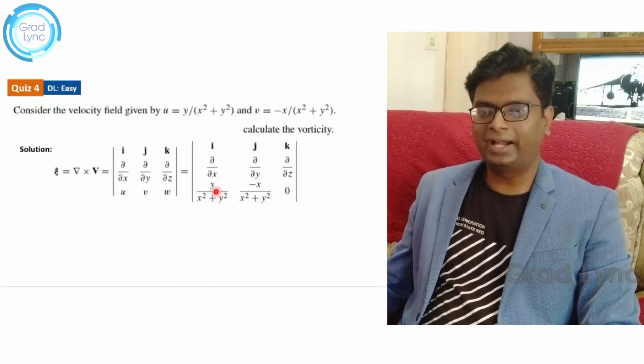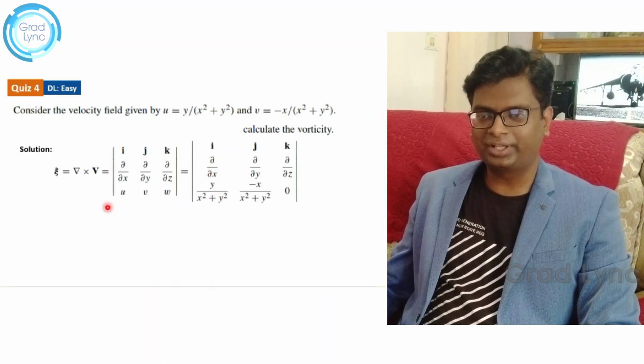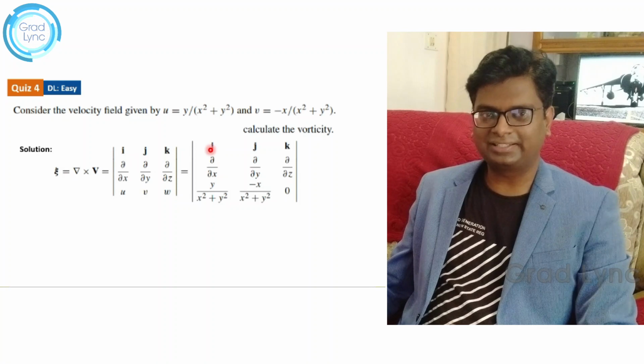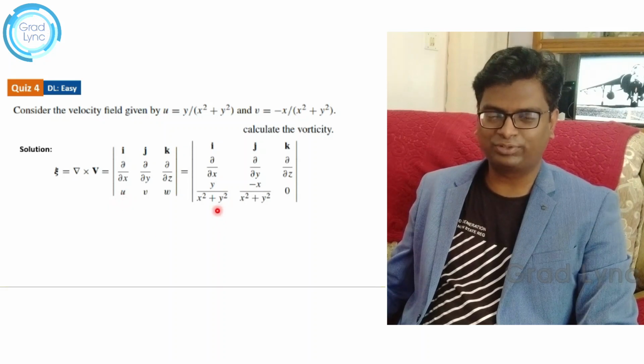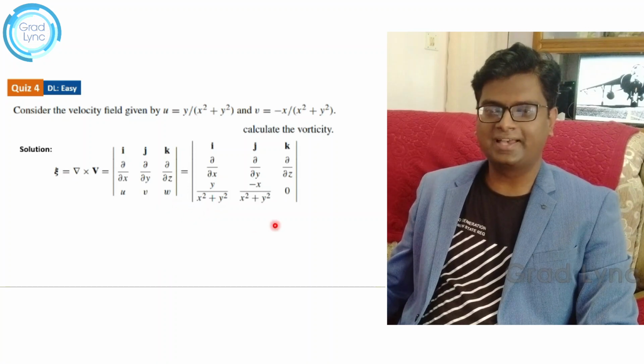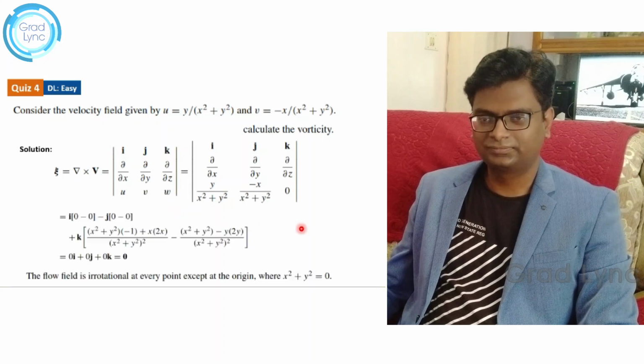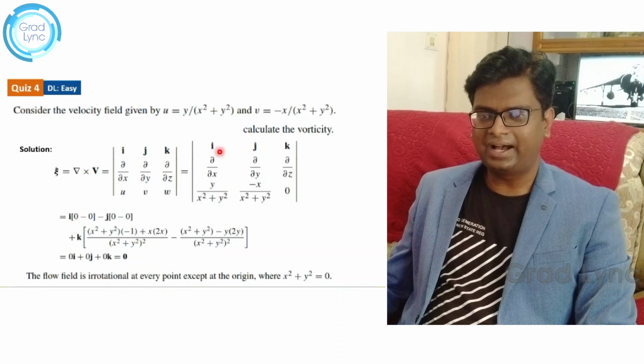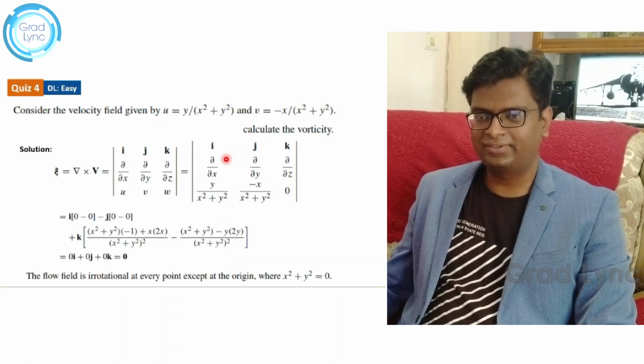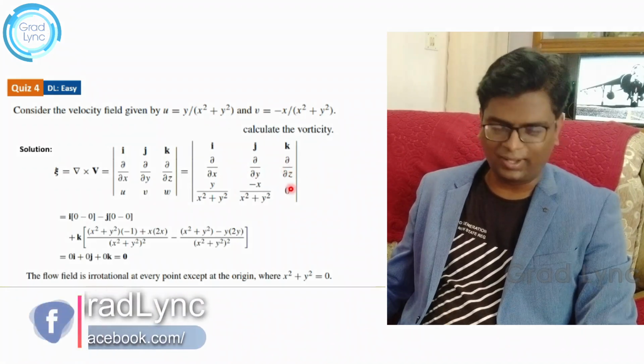I have the velocity vector field, which are functions of x and y, so I am going to substitute in this particular determinant. First the i, j, k directions and the differential del terms, and substituting these values, the value of u as y by x square plus y square, the value of v as minus x by x square plus y square, and w as 0. If you solve this determinant, we get i multiplied with the determinant of the second and third row and second and third column.